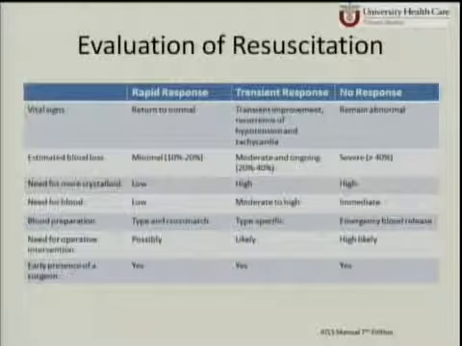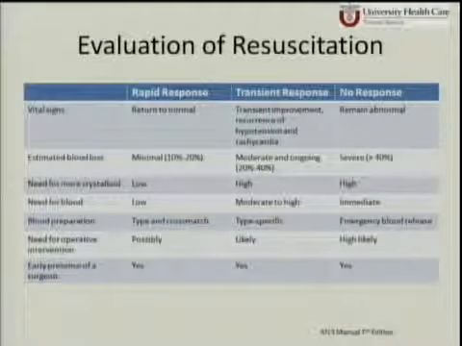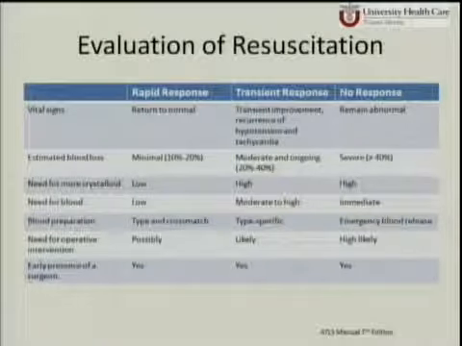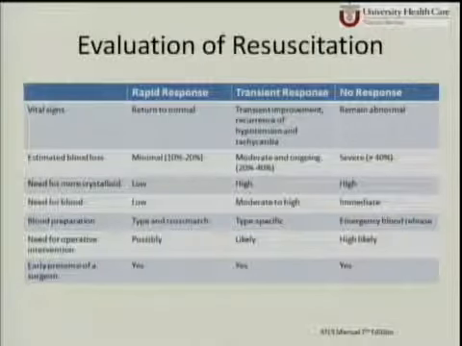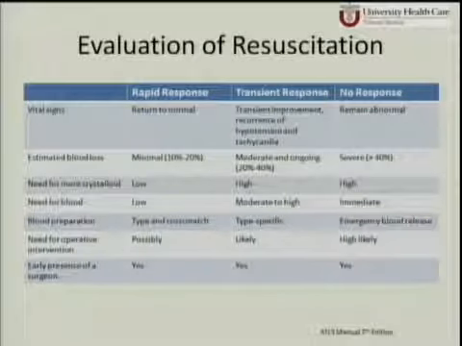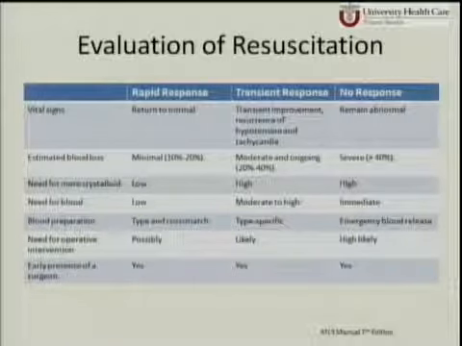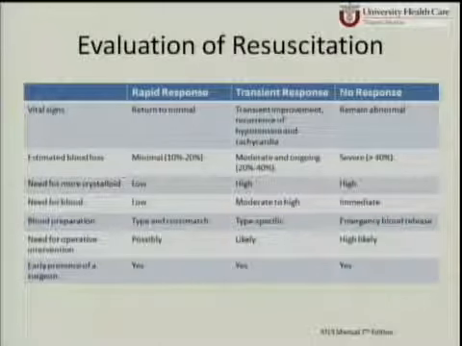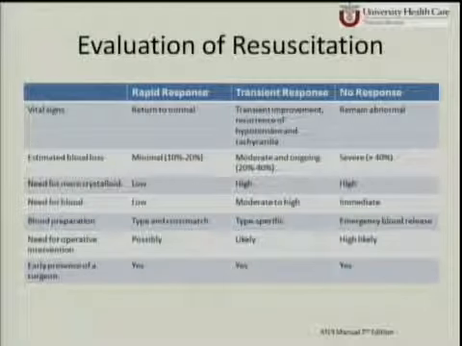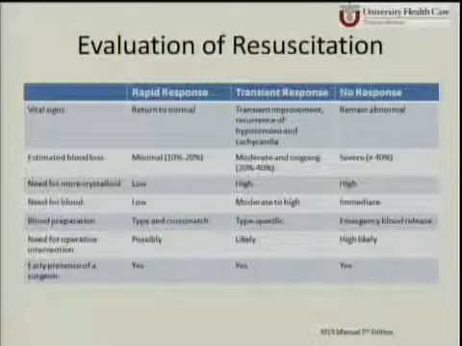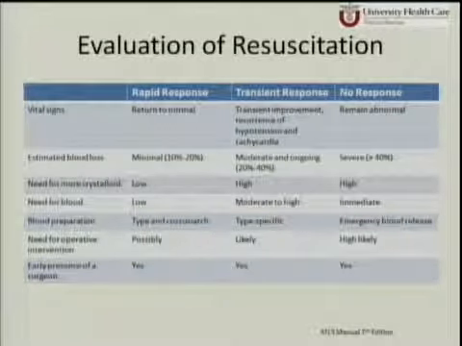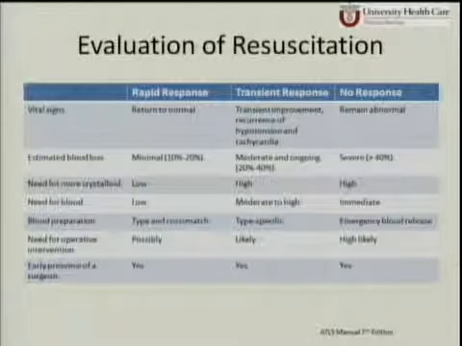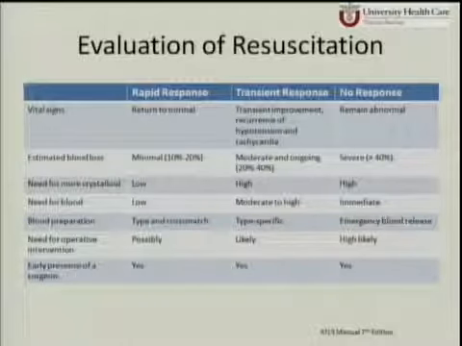Evaluation of the resuscitation. Did they have a rapid response, which means their vital signs came back to normal? Was it more of a transient response, where they had some transient improvement, but then they have the hypotension or tachycardia reoccur? Or are you getting no response at all? In the cases of the rapid response, usually the crystalloid is adequate. And when they get to a definitive area, you would want to type and cross-match. They still may need surgery, and it's always recommended that you have a surgeon nearby if you can.